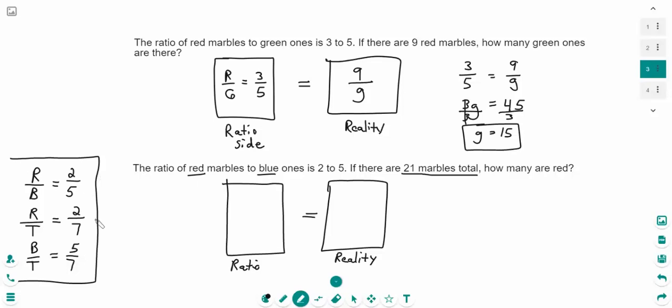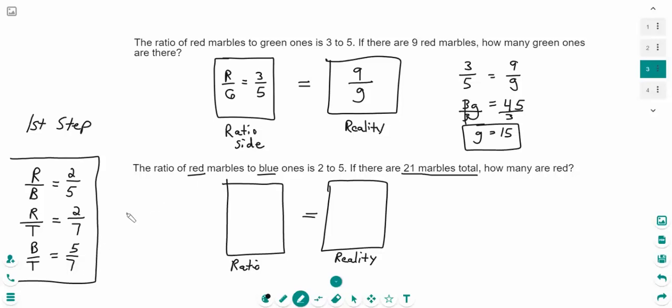do is write down all the ratios that you can pull from the problem given the information that they give you. And I think that's a really good practice, especially at the beginning here when we're just learning how to do these problems. So this is the first step right here. Write down all of the ratios.